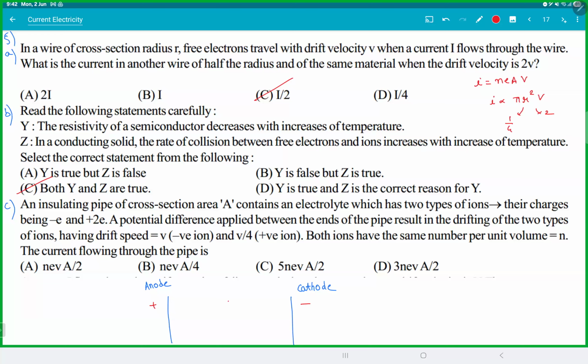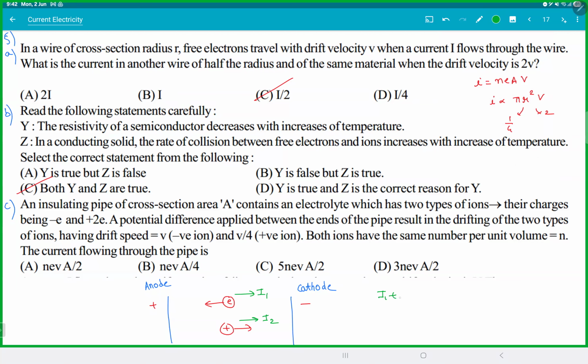So what will happen? If you have electrons here, the electrons will go towards this way. And whatever positive ions you have, they will go this way. But how does the current flow? The electron current will be this way, and the current will be this way. The currents will add up. Are you getting the catch? The particles will go in opposite directions, but the current will flow in the same direction.